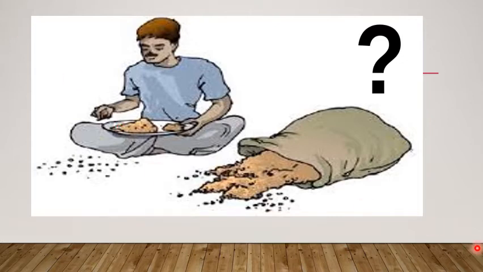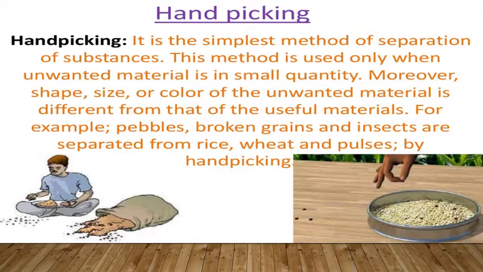Yes, so this one is another method to separate things. So the second one is what? Hand picking method. Okay, so see here what happens in this hand picking method. Yes, it is the simplest method of separation of substances. This method is used only when the unwanted material is in a small quantity.